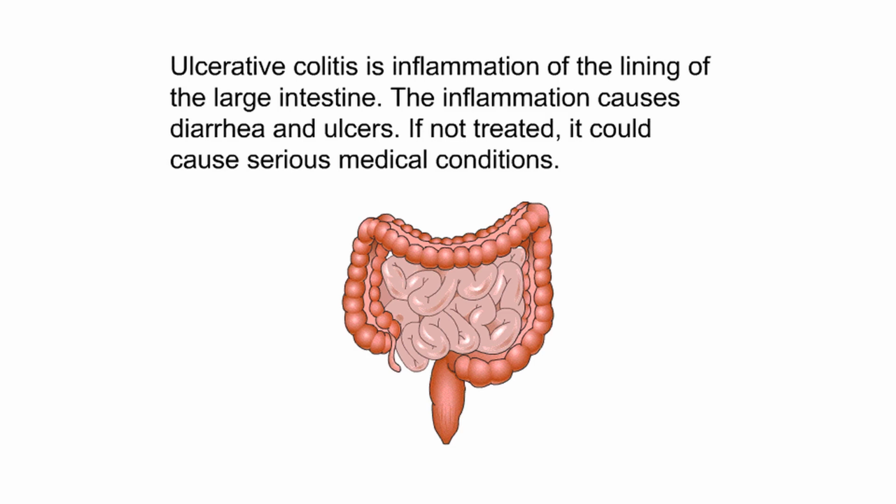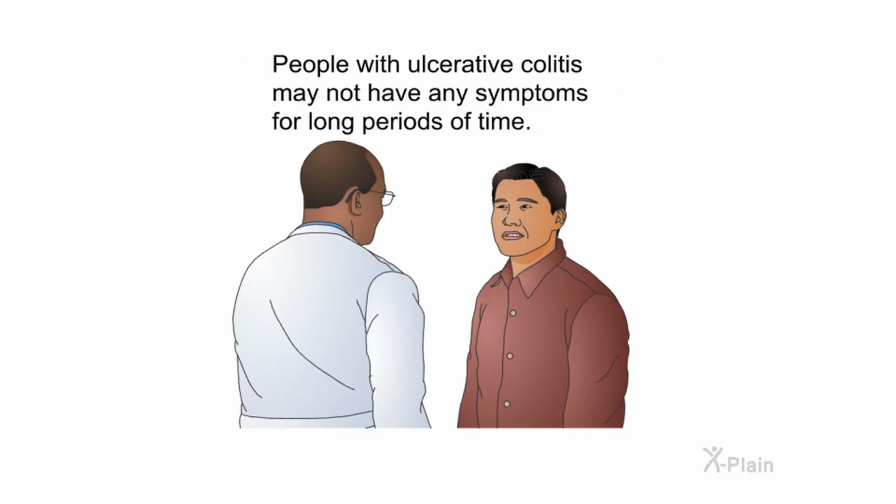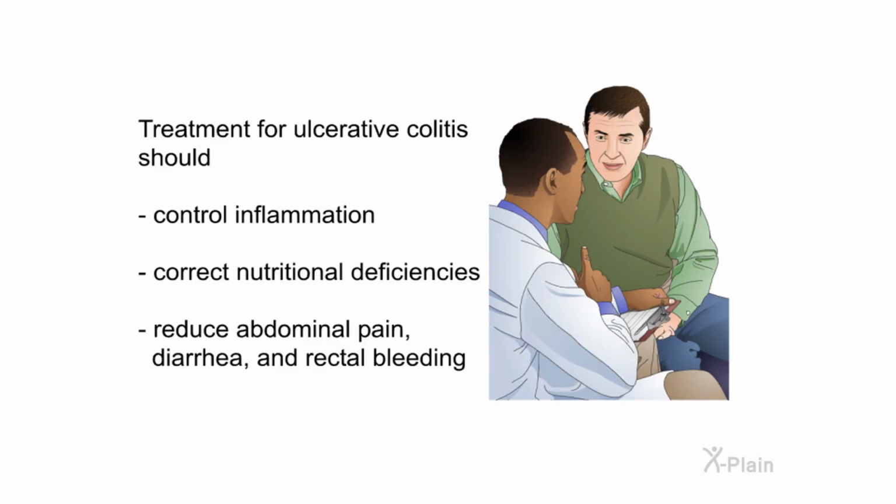Summary. Ulcerative colitis is inflammation of the lining of the large intestine. The inflammation causes diarrhea and ulcers. If not treated, it could cause serious medical conditions. People with ulcerative colitis may not have any symptoms for long periods of time. Treatment for ulcerative colitis should control inflammation, correct nutritional deficiencies, reduce abdominal pain, diarrhea, and rectal bleeding.